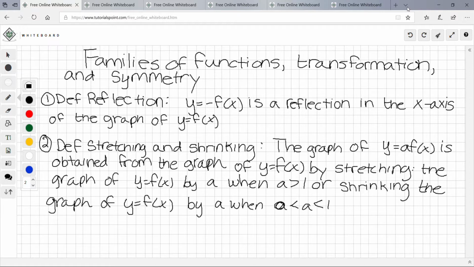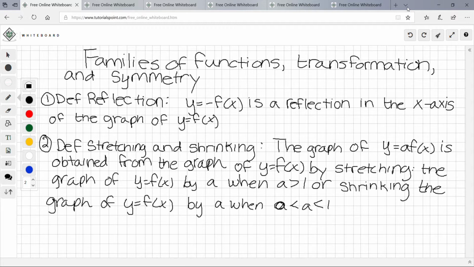Hi, so today we're going to learn about families of functions, transformation, and symmetry, and this is under college algebra and/or pre-cal because this comes up in pre-cal as well. Okay, so before I go over the problems, I'm going to go over some rules. I want to go over reflection, stretching, and shrinking.